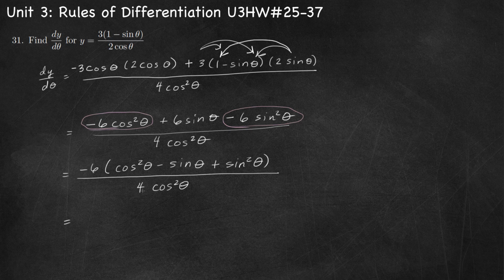Okay, so then the negative 6 over 4 reduces to negative 3 over 2. The cosine squared theta plus sine squared theta becomes 1. So 1 minus sine theta. And then on the bottom, a 2, because remember we had 6 over 4, but now it's 3 over 2, cosine squared theta.